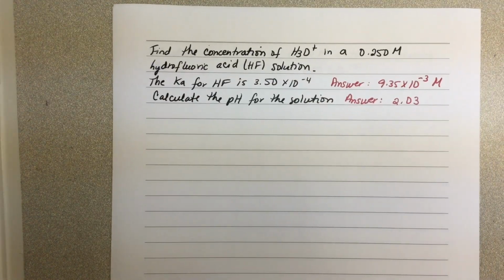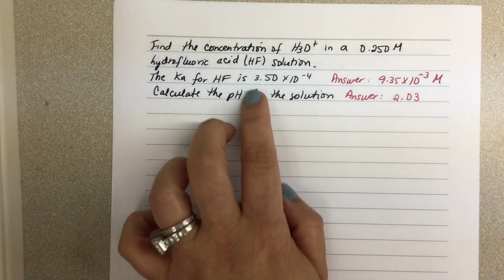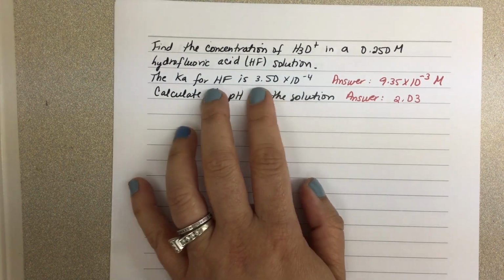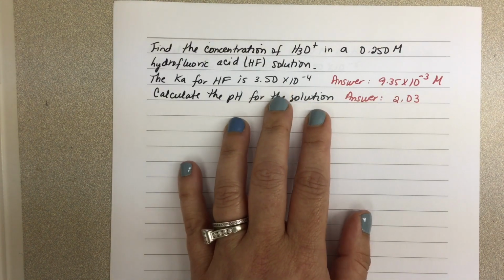So there's another problem for you to solve. You have the answers there. So it's a very similar problem. You just have a different acid with a different Ka. But how you solve this problem is the same way as the previous one.